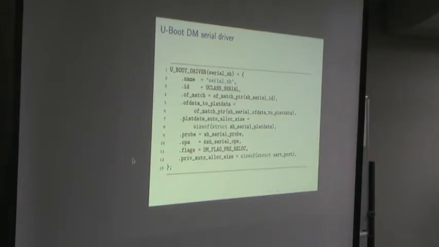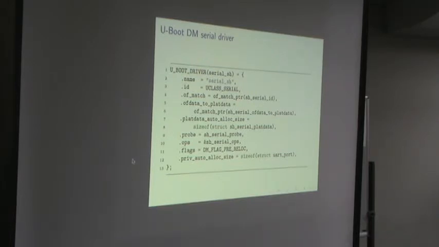But what do we have in this section? Well, we have the name of the driver, you obviously need that. We have the U-Boot class, in this case a serial driver, so UCLASS_SERIAL. We support matching on device tree, so I'll show you that in a bit. We have the ability to convert open firmware data to platform data. This is useful in case you are supporting drivers which do both platform data and device tree, and this is in turn useful on low memory systems, so I'll get to that in a bit.